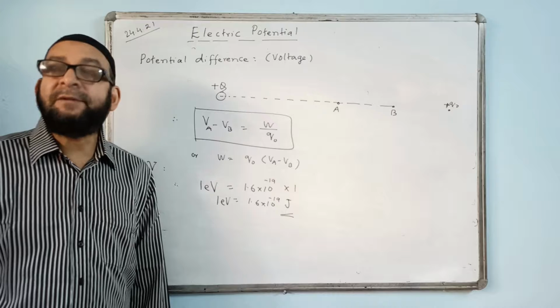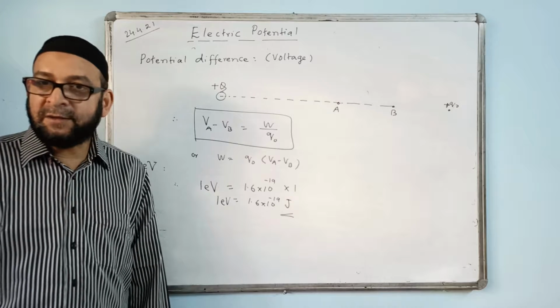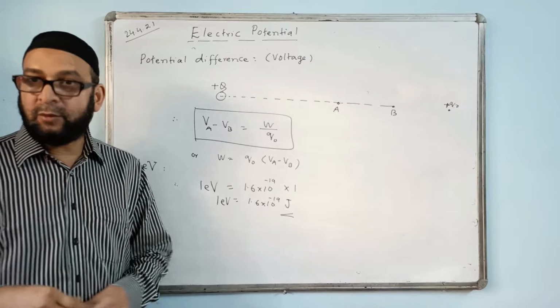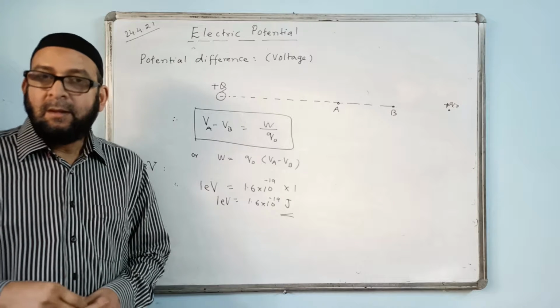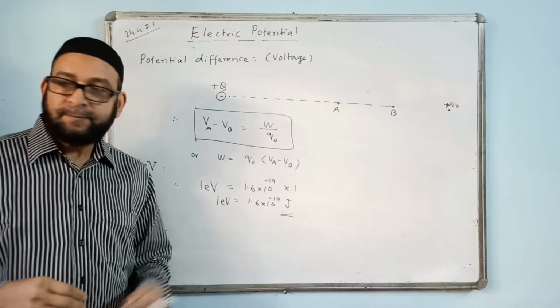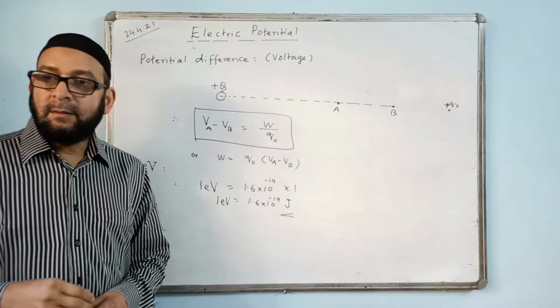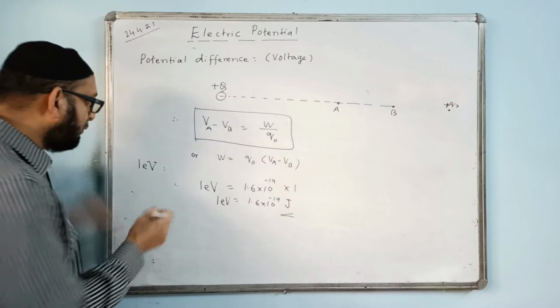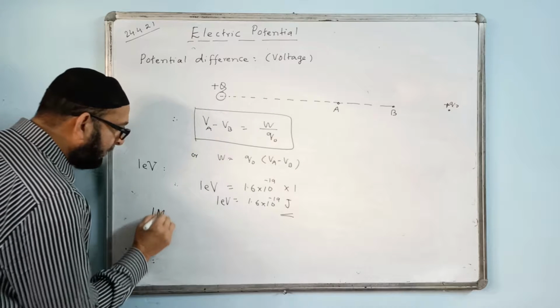Similarly, if you define 100 eV, how to define 100 eV? It is the amount of energy gained by an electron through a PD of 100 volt. How to define 1 MeV, mega electron volt, 1 mega electron volt, 1 MeV.